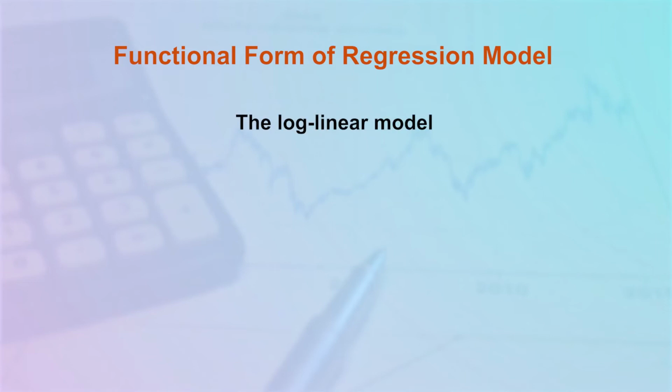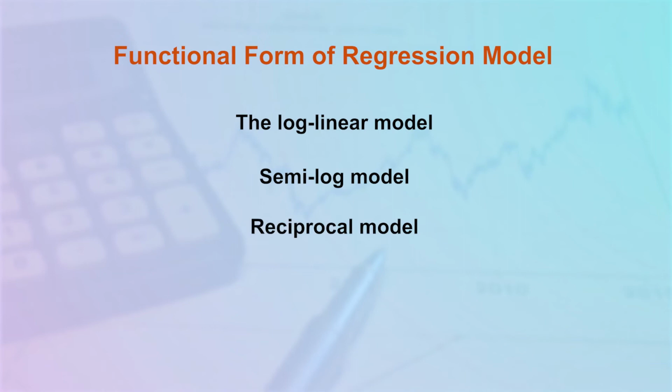Now we start with the functional form of the regression model. This is very important because the variables are scaled, but we need to go for some other functional forms, for example logarithmic or linear-logarithmic, to have better estimated coefficients, particularly for looking at the statistical significance of the unknown parameters. So hereby we go for the log linear model, or semi-log model, or the reciprocal model.